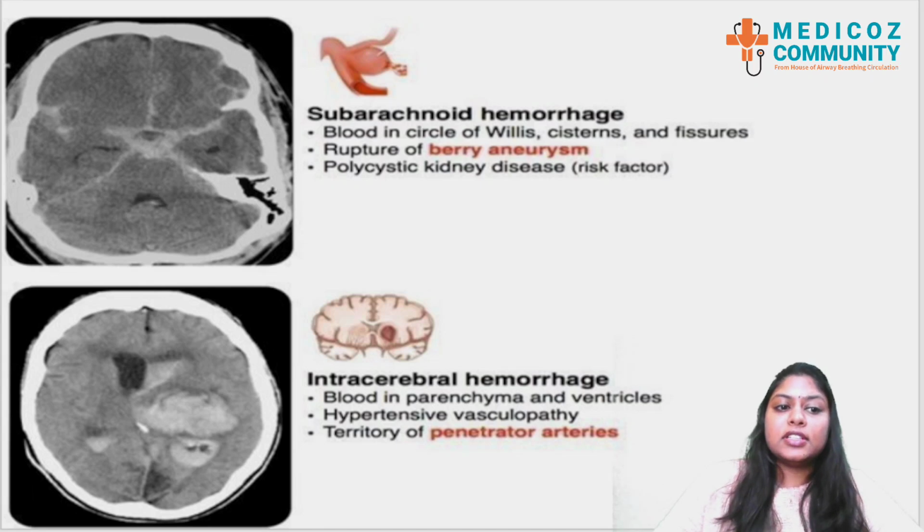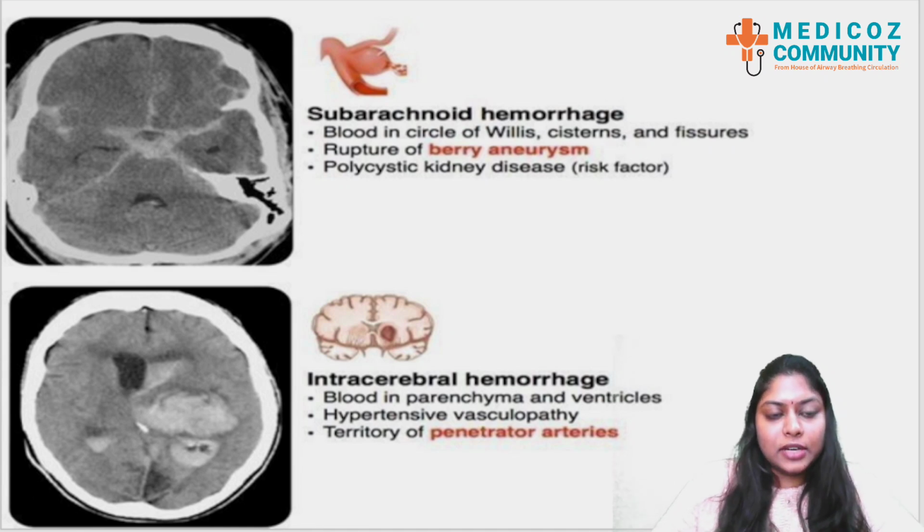The clinical features are classical. There is a thunderclap headache. It is described as the worst headache of the patient's lifetime. And CSF on lumbar puncture will show xanthochromia, that is, a yellowish tinge of the CSF, which is classical for subarachnoid hemorrhage. The subarachnoid spaces are completely filled with blood here, as you can appreciate. The sylvian fissure and everything is filled.